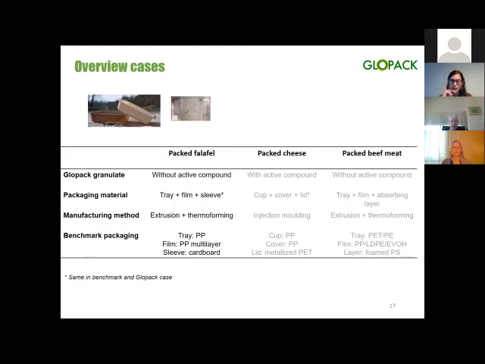Only for cheese, the active compound is taken into account. Then the packaging material for falafel consists of a tray, a film, and a cardboard sleeve around it, which is also the label of this product. The manufacturing method is extrusion and thermoforming for the tray. And the benchmark packaging material is polypropylene for the tray and for the film as well. The sleeve is the same for the benchmark as for the GLOPACK packaging.